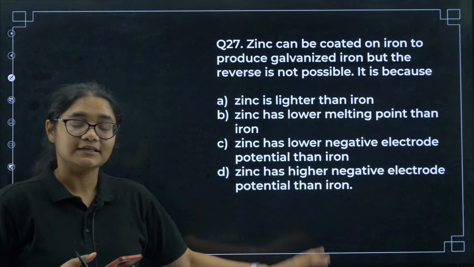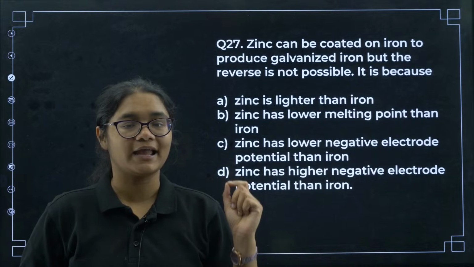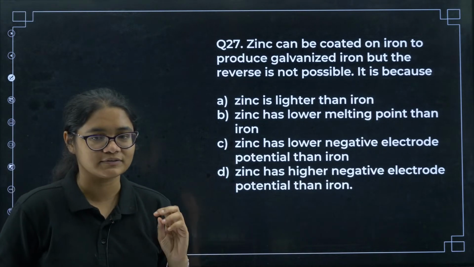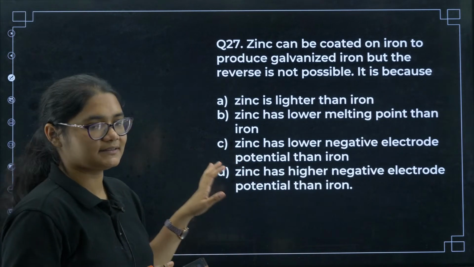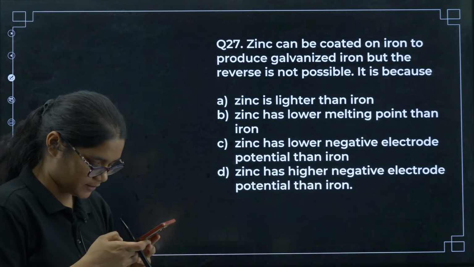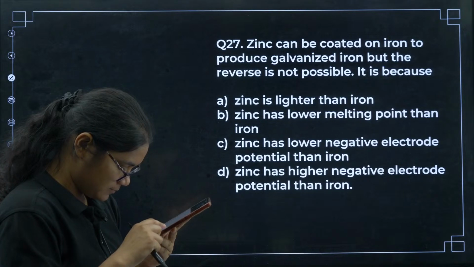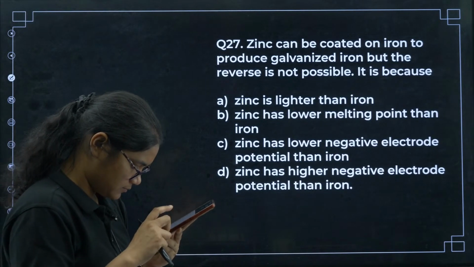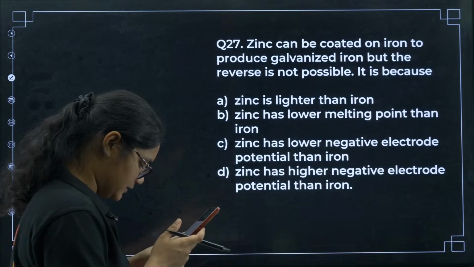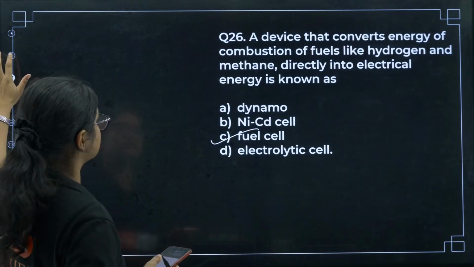Next, zinc can be coated on iron to produce galvanized iron, but the reverse is not possible. It is because... the same question I have discussed today morning as well. If you have watched my master stroke series, today we discussed the same question. What will be the answer for this one? Soumya is asking something about the 25th question. One second.